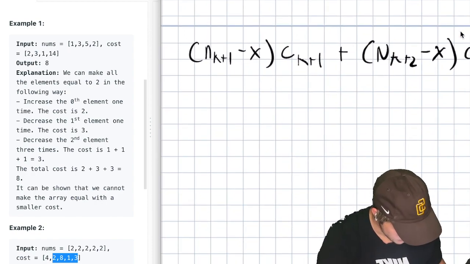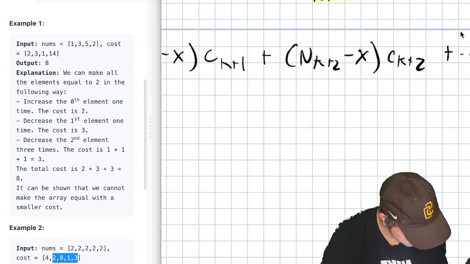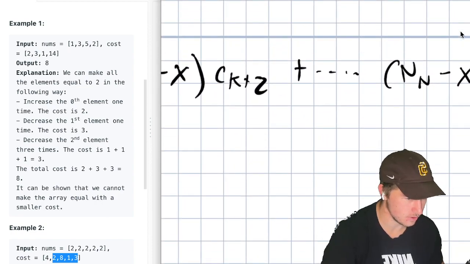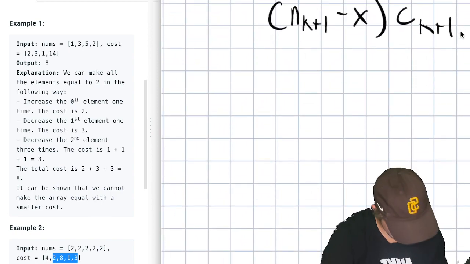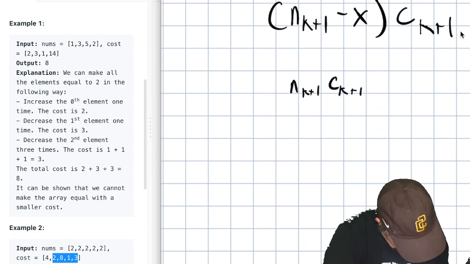Okay, n k plus 1, n k plus 2, all the way to n, minus x c to the n. All right, that'll be our last incrementing value over here. Okay, so again, let's do some operations to try to figure out what the relationship between these things is.